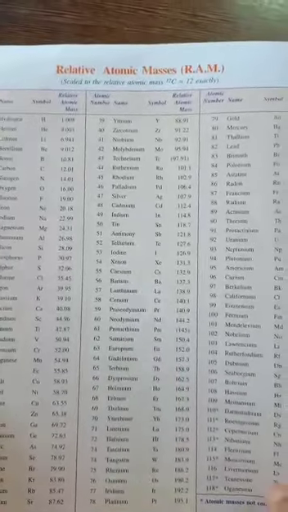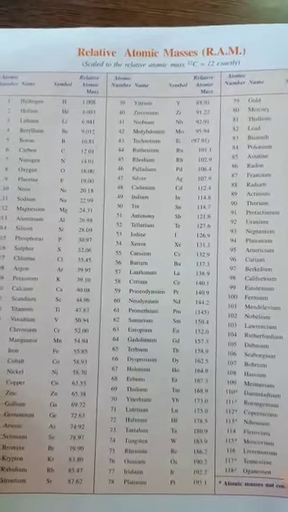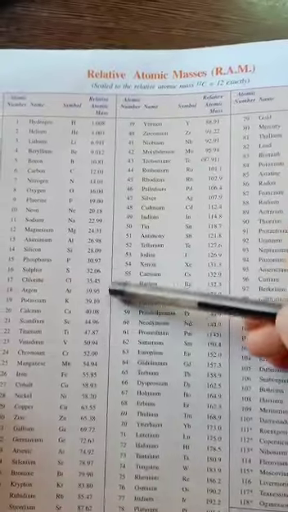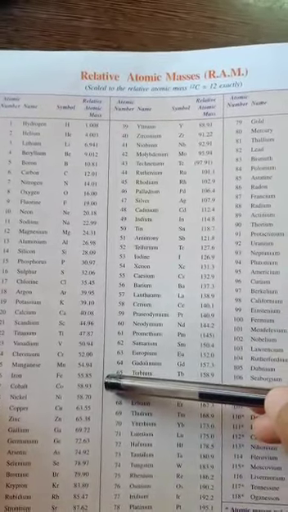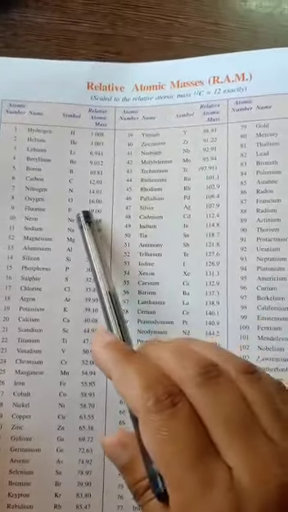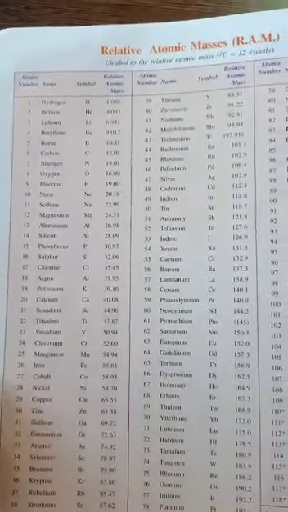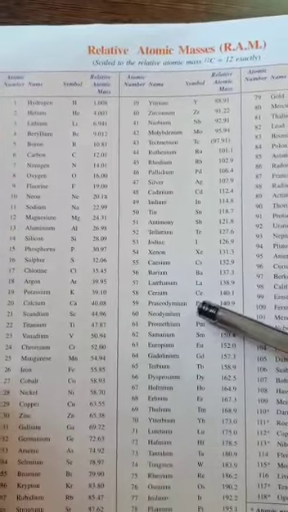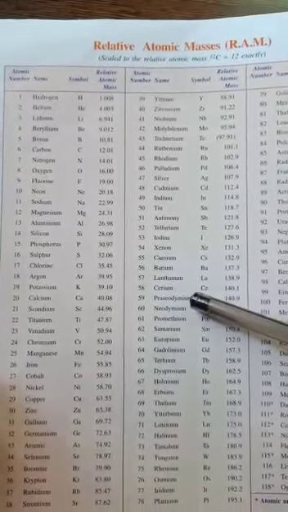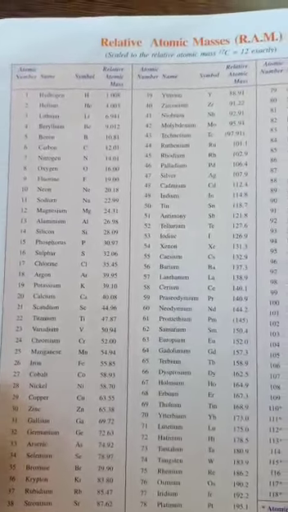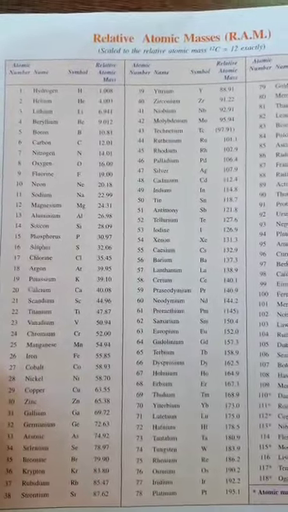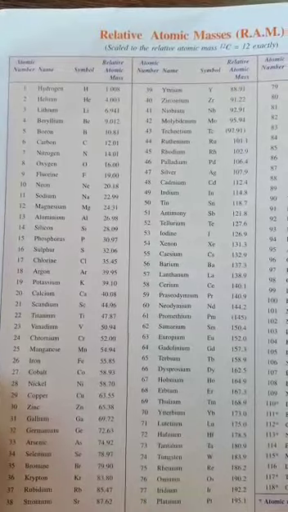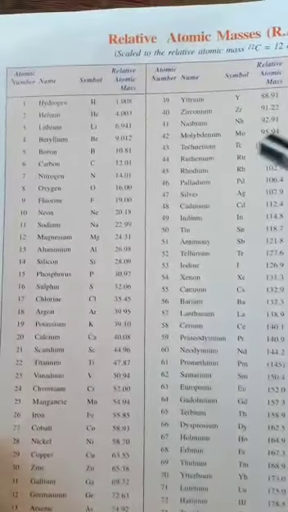At the start of your book, relative atomic masses of different elements are given. These are not actual masses; these are the masses that we calculated by comparing their masses to carbon-12. Why do we use relative atomic masses? Because the mass of an atom is very small.